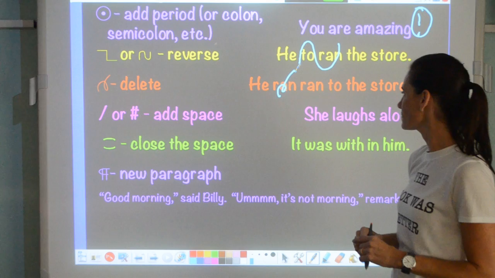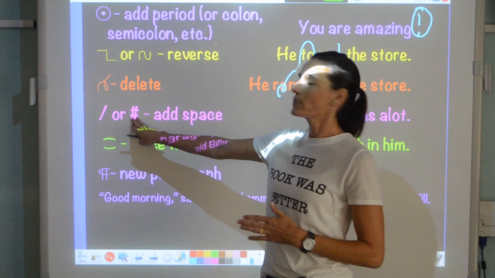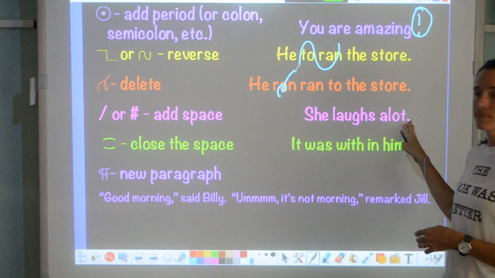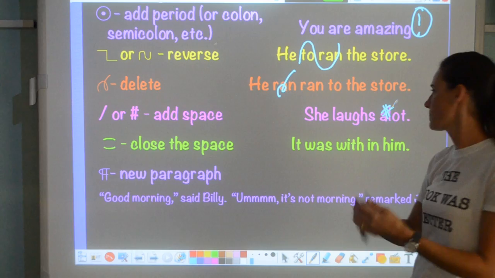If I need to add a space in between letters or in between words, I can either use a slash in between the words or I can use a hashtag. I prefer using the hashtag because it's a little easier to see. So, "she laughs a lot." Guys, this is a problem. I see this word a lot. Really, it should be two words. So if I put a hashtag right there, you know that that needs a space.